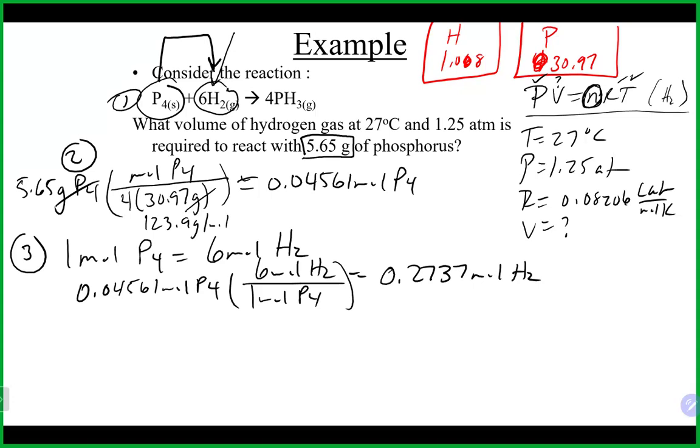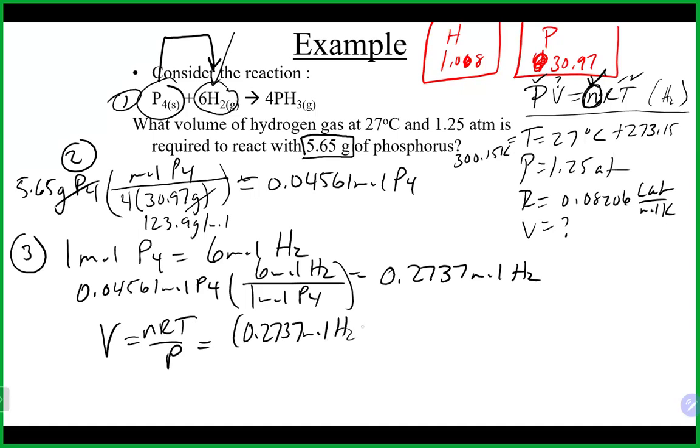So at this point, we use our stoichiometry to get the missing piece that we needed to use the ideal gas law here for the H2, which is what we're interested in. Much like the last one, the only thing we have to do here is convert our temperature into Kelvin. Everything else is in the correct units. So 27 plus 273.15 is 300.15 Kelvin. So again, solving for V, nRT divided by P, putting in our numbers.